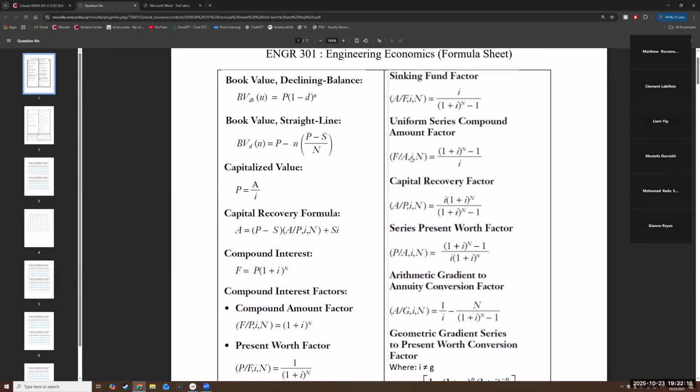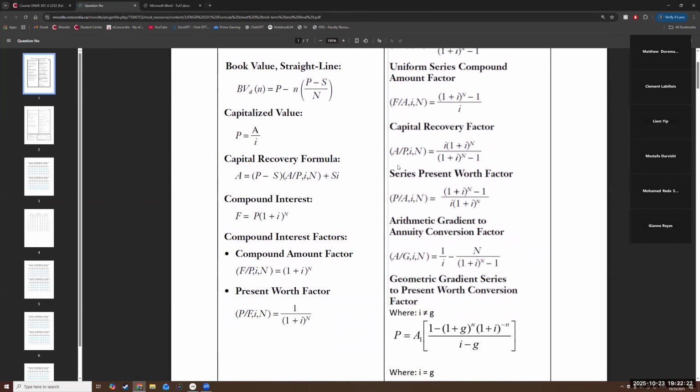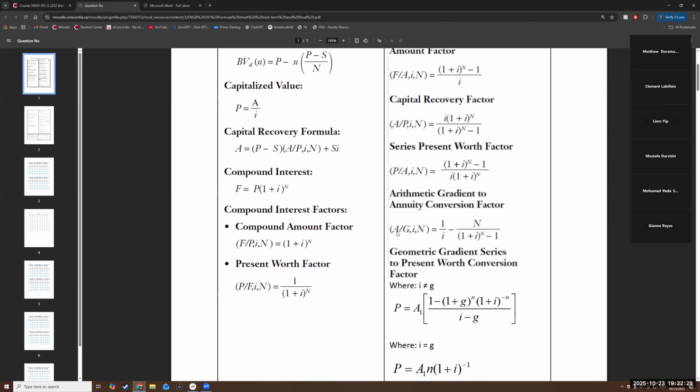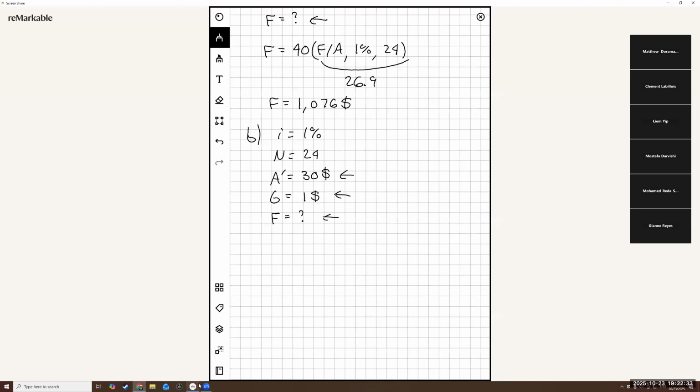We have F/A, but we don't have S/G. So how can we work with that? Well, look, pay attention to what we do have. We have A/G. So we can convert this G value into an equivalent A value, and then we can convert that A value into an F. So let's do that.